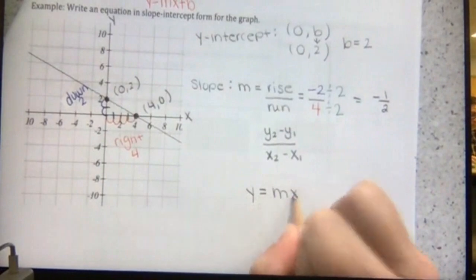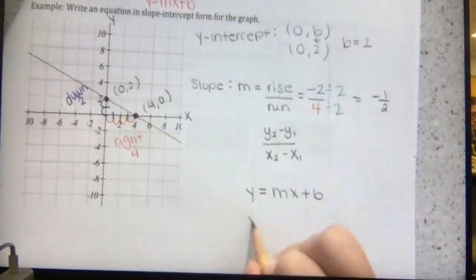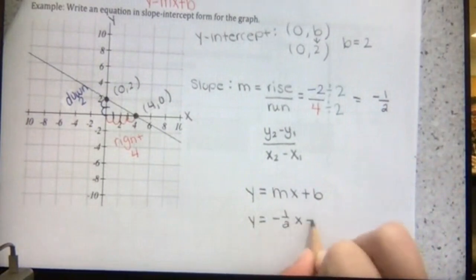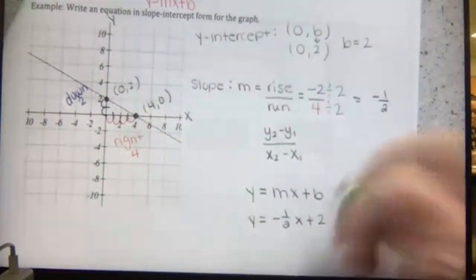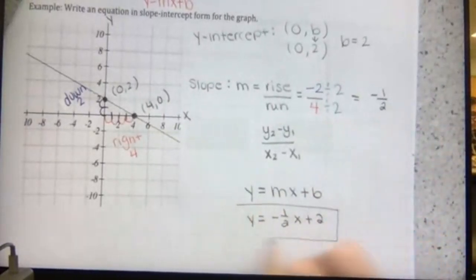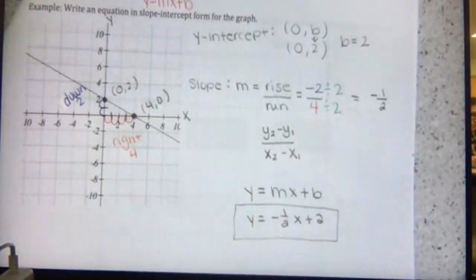So y equals mx plus b. So y equals our m is -1/2 x, and our b is +2. So y equals -1/2 x plus 2. Done.